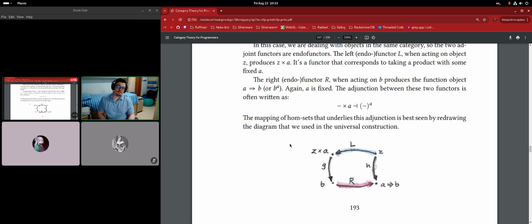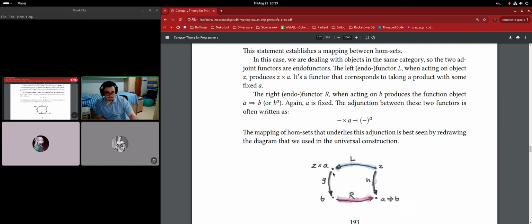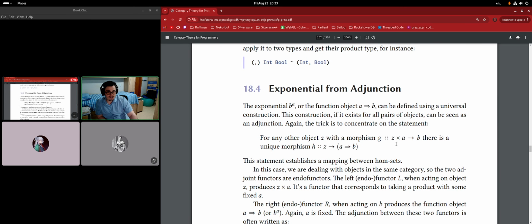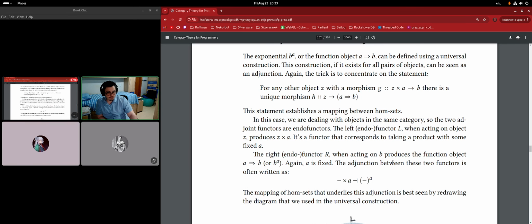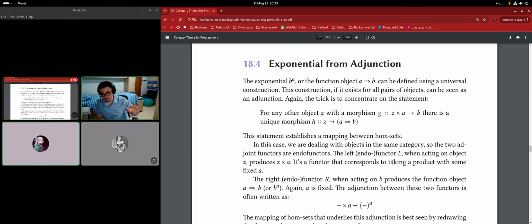The mapping of hom sets that underlies this adjunction is best seen by redrawing the diagram that we use in the universal construction. Yeah, so that's what we were talking about. So we have H, we have G, Z, A, and B. They are all from the same category. So these are all endofunctors.